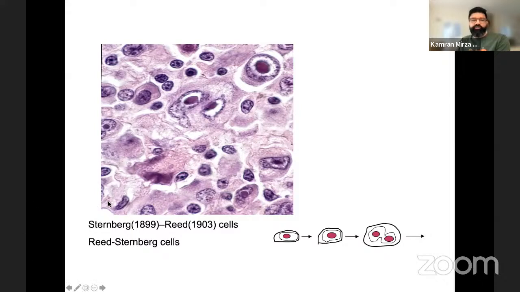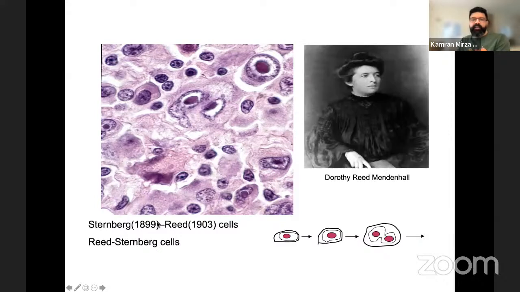However, you need to look for this very characteristic cell, which has an eyes-looking appearance, and this is known as a Reed-Sternberg cell. One of the people who described it was Dorothy Reed, and that's the Reed in Reed-Sternberg.